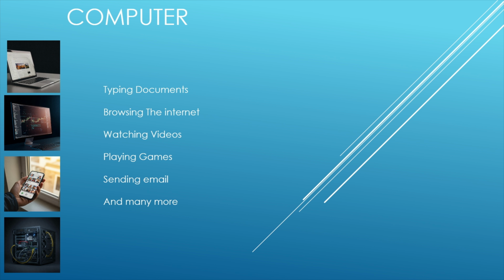But have you ever thought about what makes a computer work, right? Let's explore its core components. So the computer has mainly two components. One is hardware, the other one is software. So the hardware is the physical component, the tangible parts of the computer that we can see and touch.